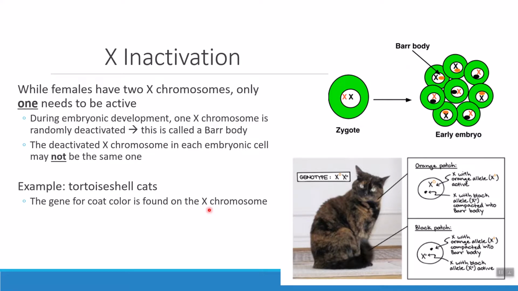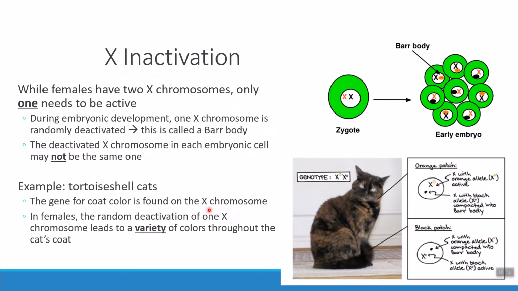During early embryonic development, different X chromosomes are turned off in the cat. Some of the X chromosomes that are turned off are for the black gene. Some of the X chromosomes that are turned off are for the orange gene. So we end up with a cat that has a very different pattern throughout its coat. And the reason it has those differences is because some of the orange genes or some of the black genes got turned off, leading to the appearance that we see at these different locations.